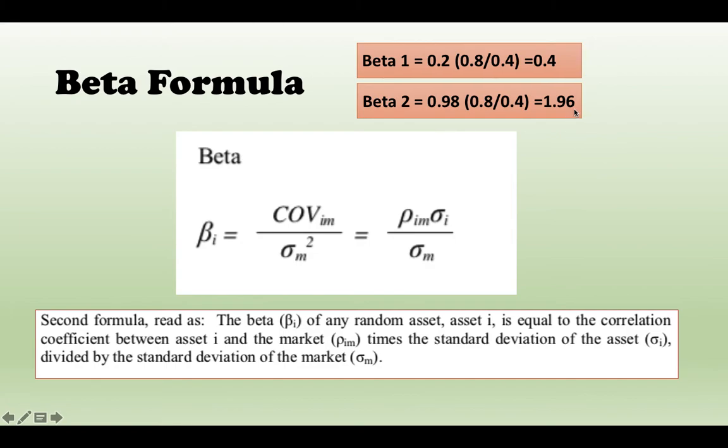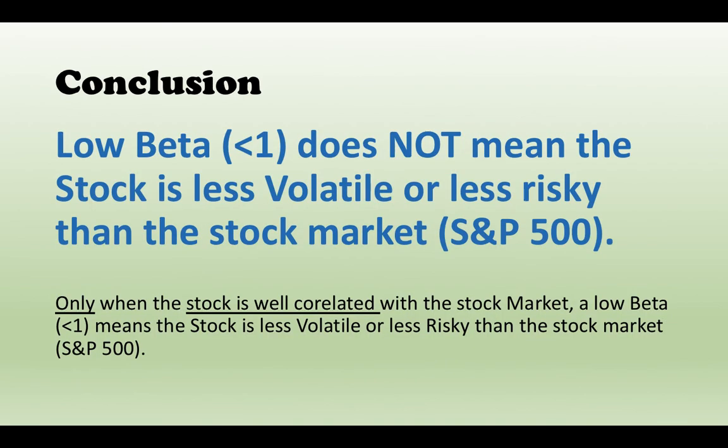So in this case, they just tell you low beta when there is very little correlation coefficient, and then the beta is usually low. If the stock is well correlated with the market, then the beta is high. The standard deviations are the same and didn't change, only the correlation coefficient changed. So that tells you a low beta does not mean the stock is less volatile or less risky than the stock market. This is only true when the stock is well correlated with the stock market.